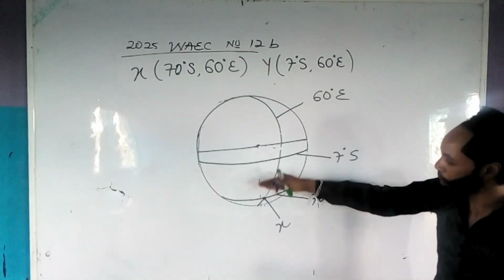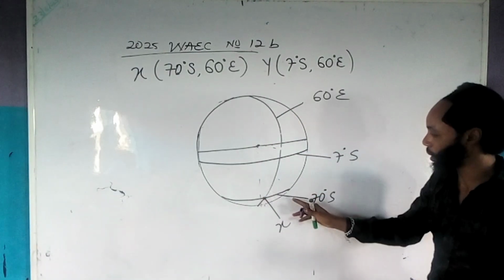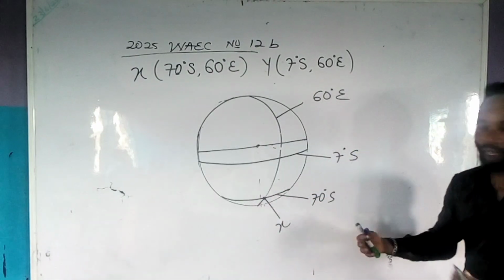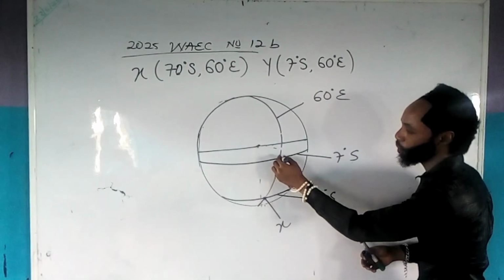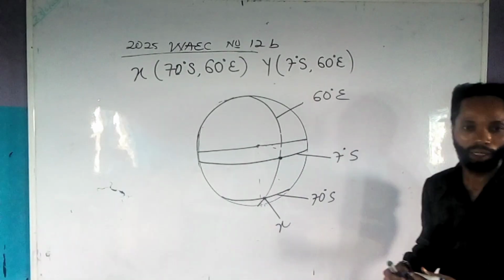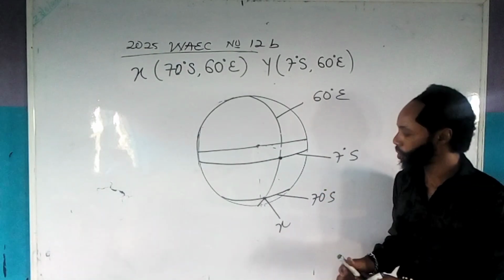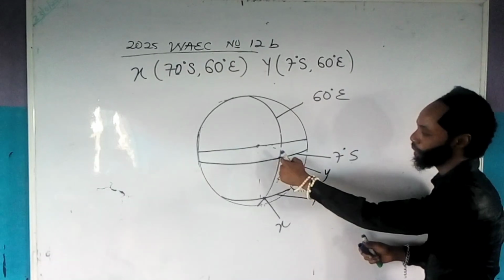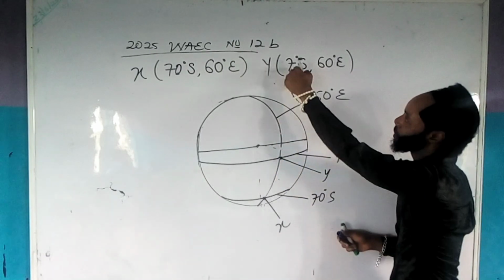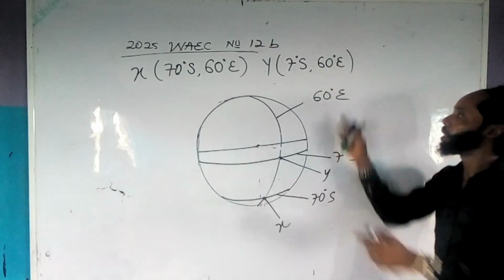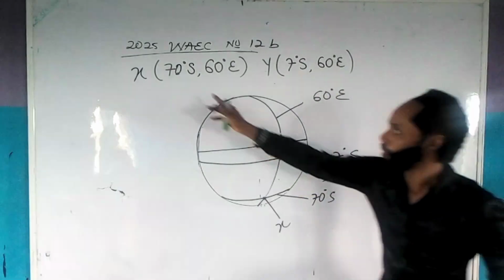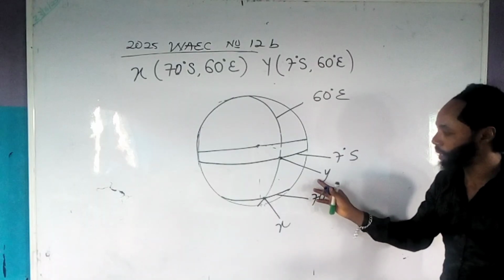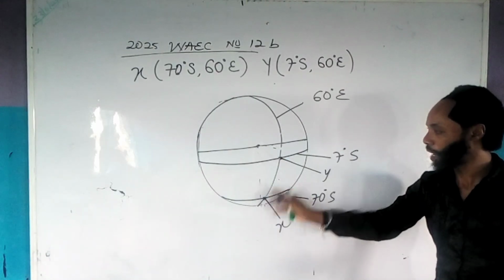Then we're going down south, you're going downward. That's why I say 70 will be closer and 80 will be closer down here. That's just the assumption. We're not drawing it to scale, we're not giving the actual measurement. It's just a map. So this is going to be our point Y, where they both intersect: 7 degrees south, 60 degrees east. Here, 70 degrees south, 60 degrees east intersect. That gives point X and point Y.